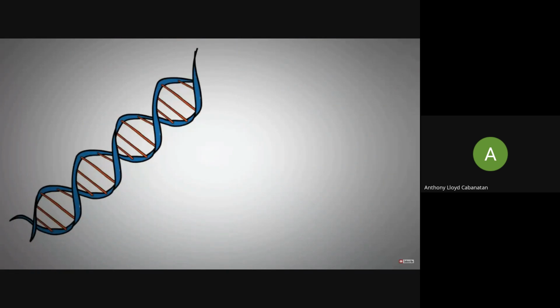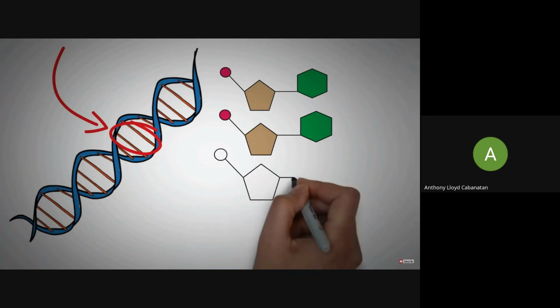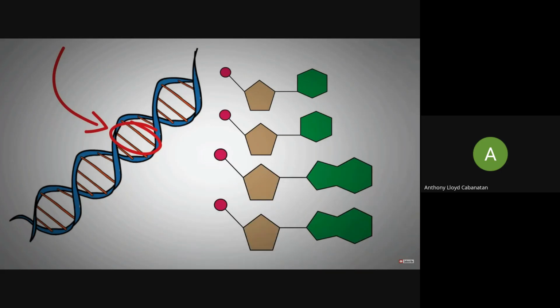Now, assuming you have watched the videos on structure of nucleic acids and DNA, you know that the information of the genetic code is stored in the form of base pairs with 4 main bases: adenine, guanine, cytosine, and thymine. In RNA, we have uracil in place of thymine.